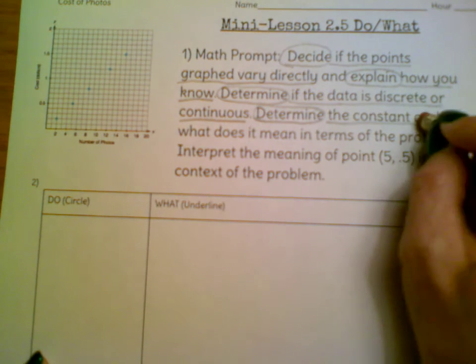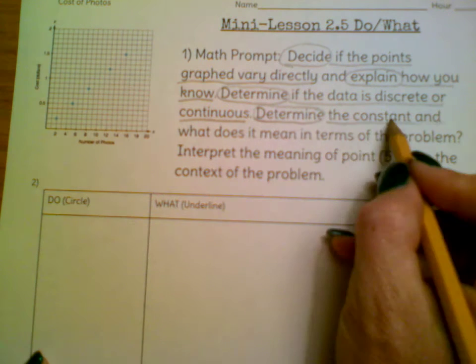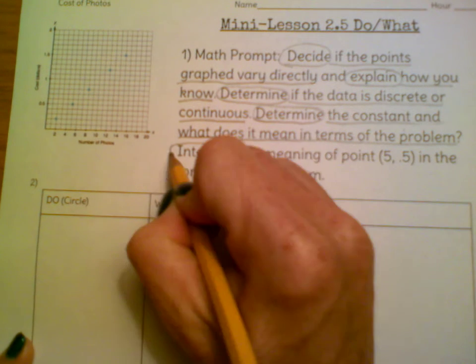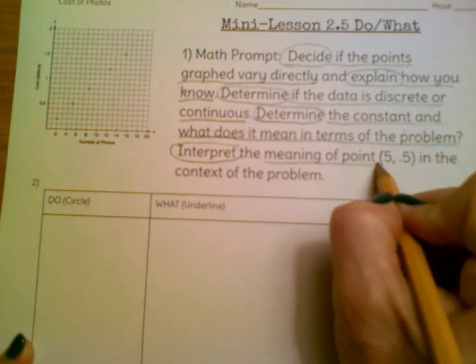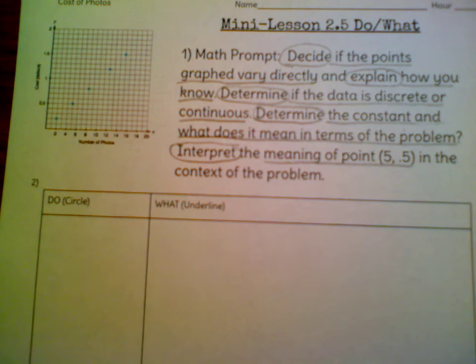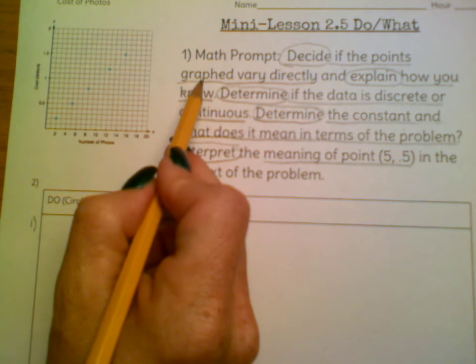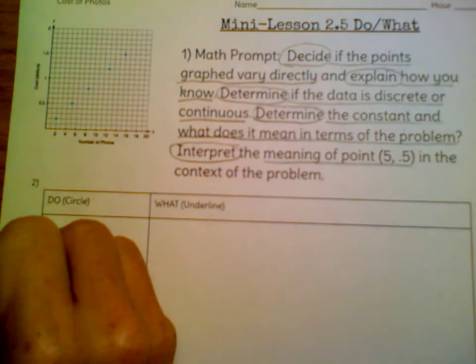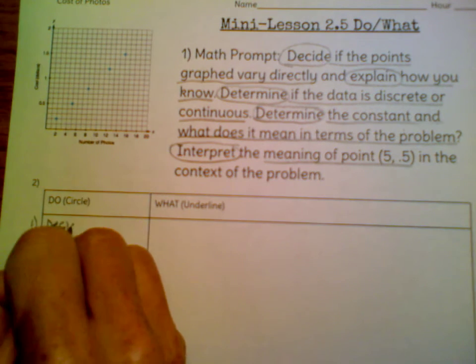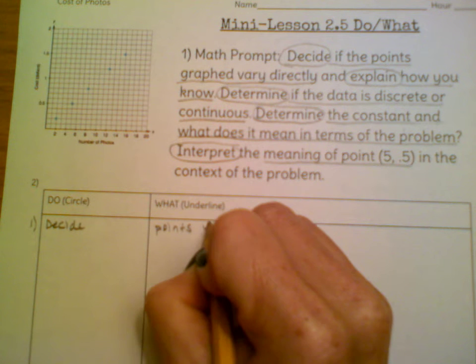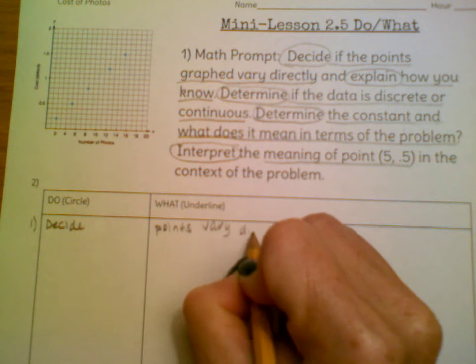I don't think I need the word and there. Determine the constant, and then also what does it mean in terms of the problem. And then I need to interpret the meaning of point 5, 0.5. So there is a lot we have to do. So I'm going to number these. Number 1 says decide if the points graph vary directly. So I'm going to decide if the points vary directly.